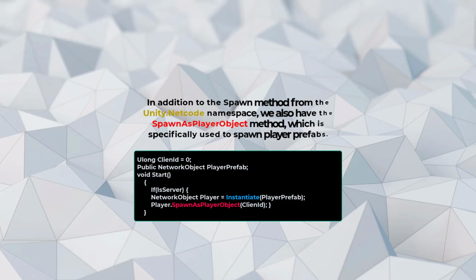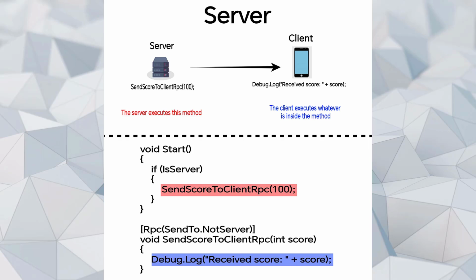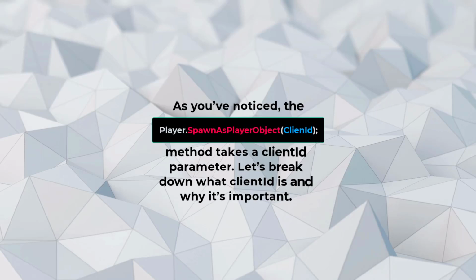In addition to the Spawn method from the Unity.Netcode namespace, we also have the SpawnAsPlayerObject method, which is specifically used to spawn player prefabs. Before I explain further, keep in mind that we can send information in RPCs using method parameters, just like how the server is sending the integer value of 100 here. In a similar way, we will be sending the client ID from a client to the server. As you've noticed, the SpawnAsPlayerObject method takes a client ID parameter. Let's break down what client ID is and why it's important.